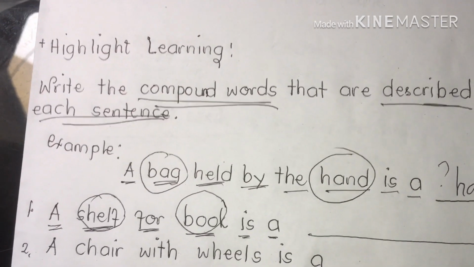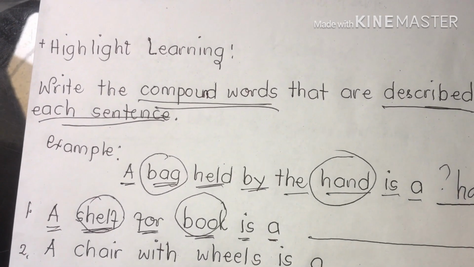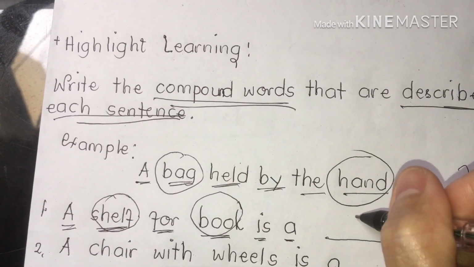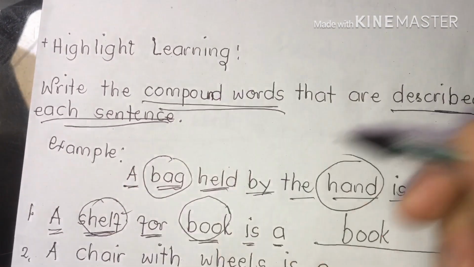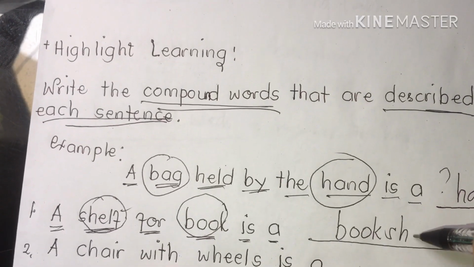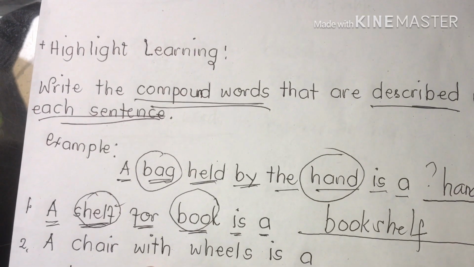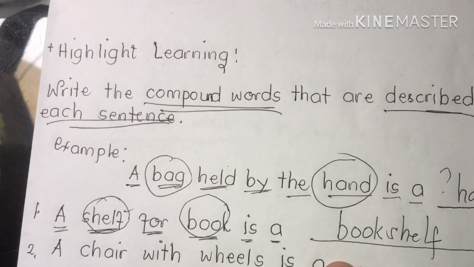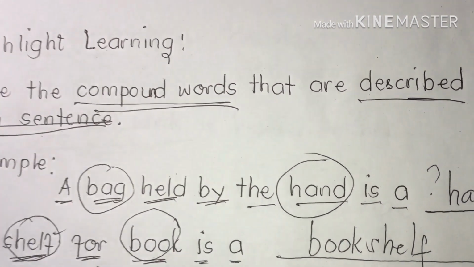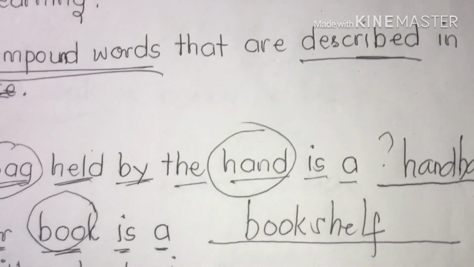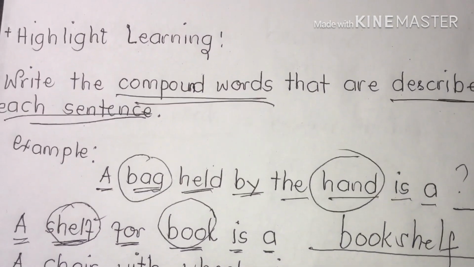Isang salita at isang kahulugan. I'm going to write it. First word book, then I write shelf. Bookshelf. That means the bookshelf is where we are going to put our things, our books. We're going to arrange that. So it becomes one meaning.